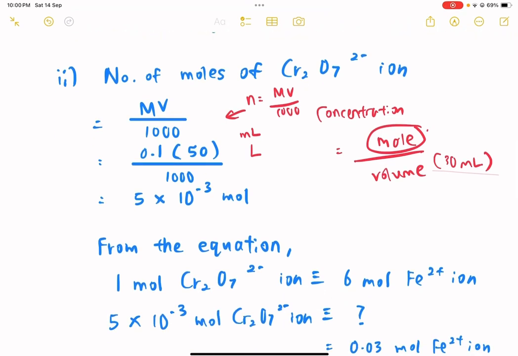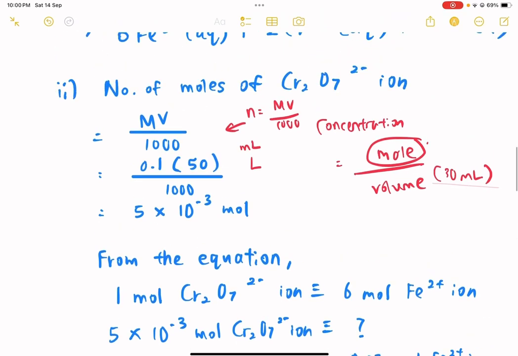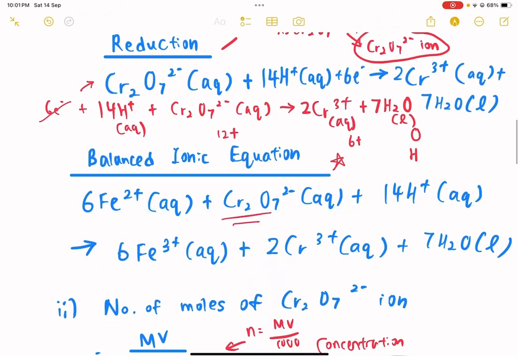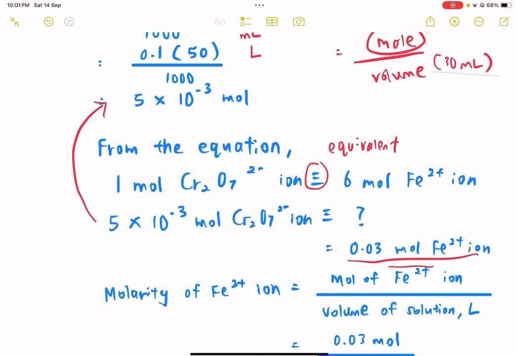But we have to find the mole for Fe2+ ion. So from this equation, we know that 1 mole of Cr2O7 2- is equal to 6 mole of Fe2+. So we have to simply compare them. 1 mole of Cr2O7 2- ion is equivalent, this is the symbol of equivalent, to 6 mole of Fe2+ ion. So from here, we find 5 times 10 to the power negative 3 mole Cr2O7 2- ion is equivalent to this. By multiplying by 6, because 1 mole here and 6 mole here, so we times 6.